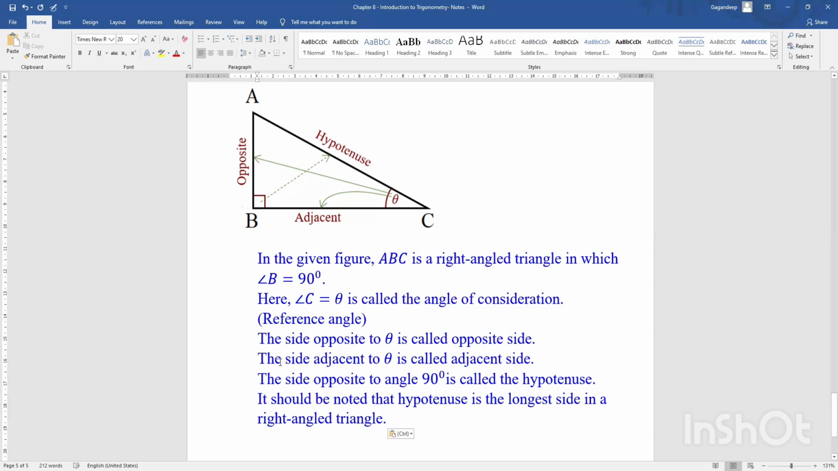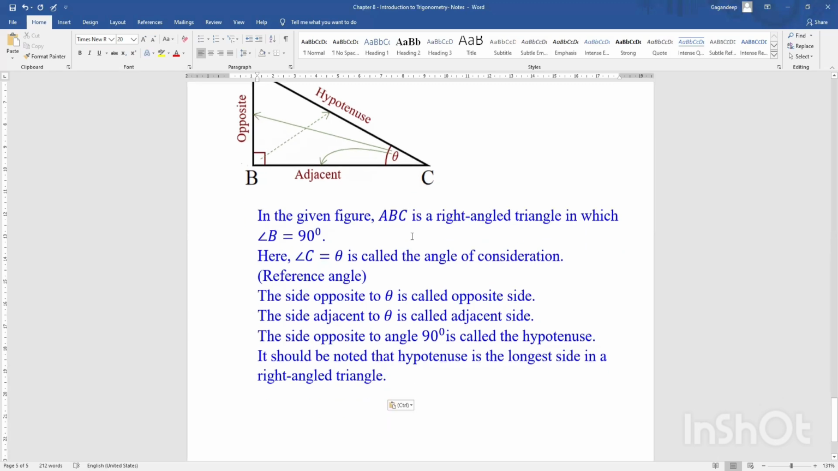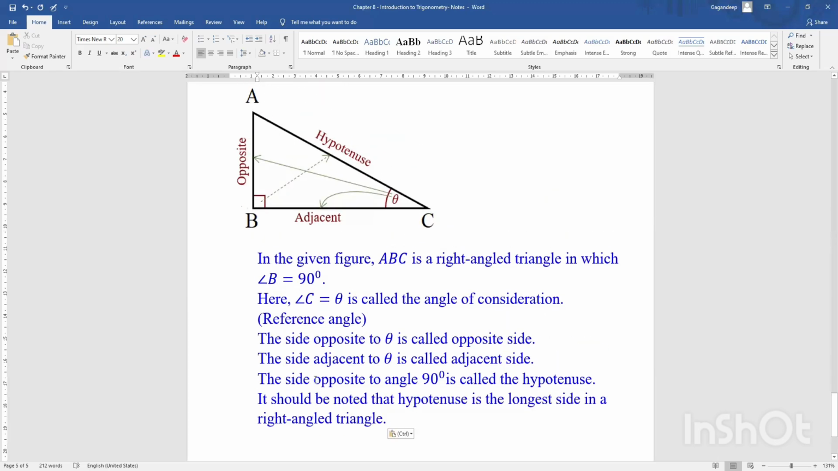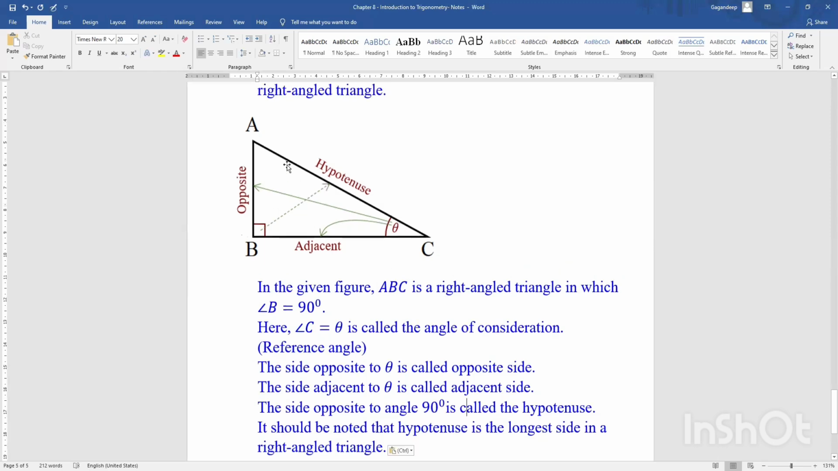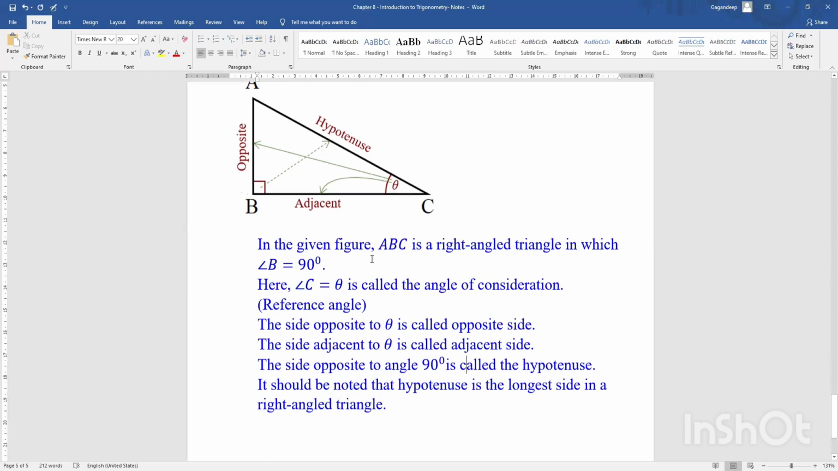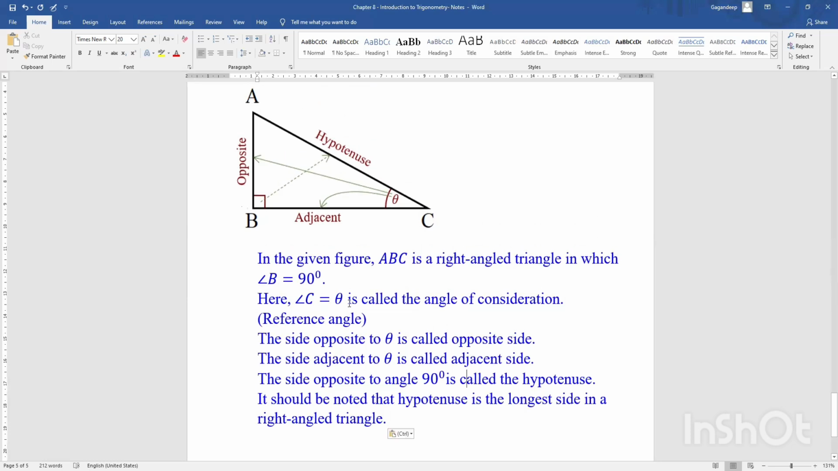Okay, and then the side adjacent to theta is called the adjacent side. So now, which is the adjacent side here? It is BC. So we have BC as the adjacent side, and then the side opposite to the 90 degree angle is called the hypotenuse. So in this figure, AC is the hypotenuse. And in fact, it is the longest side in a right angle triangle. So for any right angle triangle, the hypotenuse is the longest side.